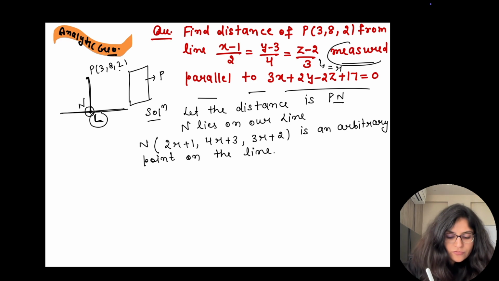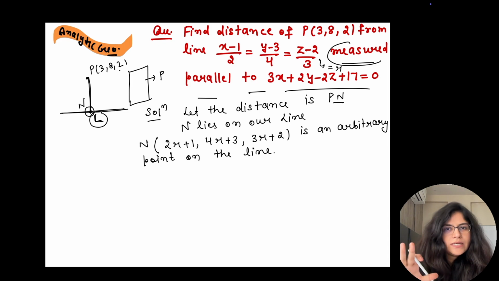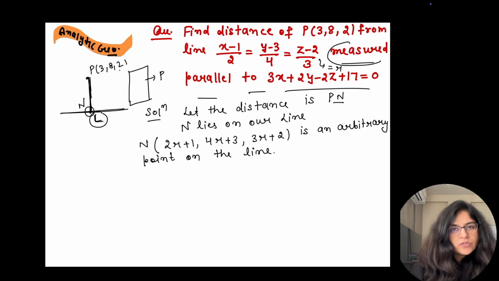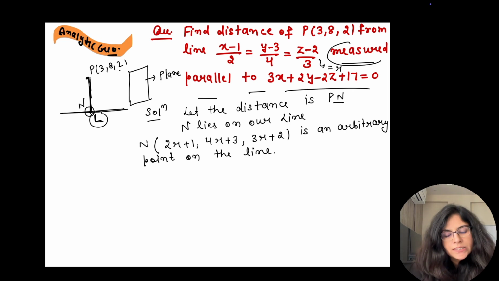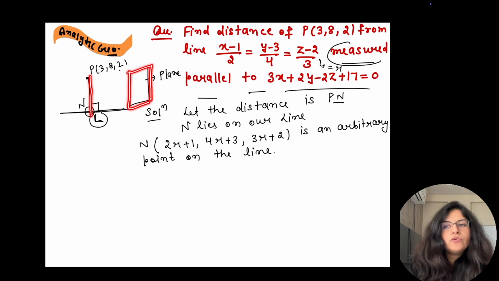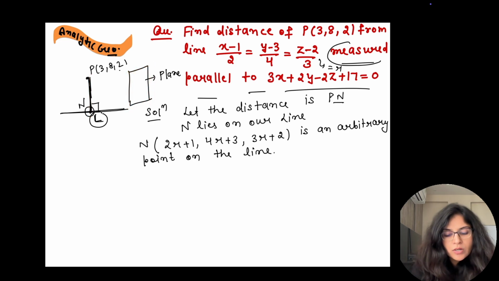Now, in order to find r, we are given a condition that this line Pn is parallel to this plane. We could also find n in other ways, like Pn is perpendicular to the line, and from that also you can find n. But here the thing is that this line is parallel to this plane, so we have to use that concept in order to solve this question.